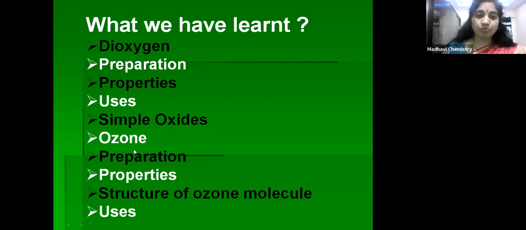And ozone preparation: on passing a stream of dry oxygen through a silent electric discharge, it gives ozone. In its properties we discussed that ozone has an oxidizing property. It changes sulfide to sulfate, iodide to iodine. Right, children? The structure of ozone is angular, with two resonance structures and one resonance hybrid. After that, we saw uses, because it is used as a germicide and for sterilizing water. So ozone is used.